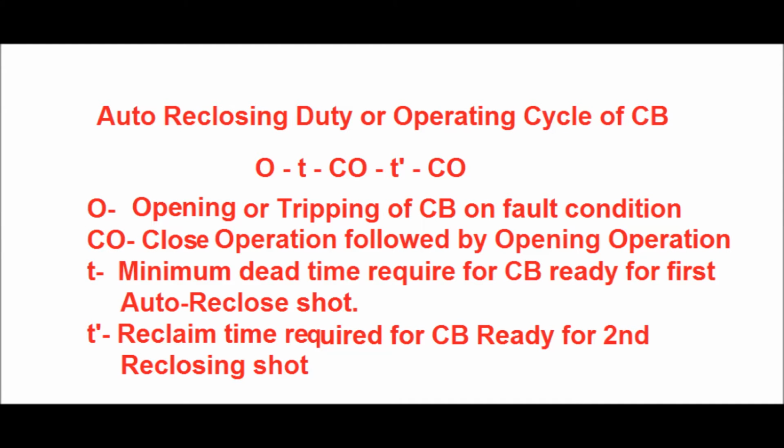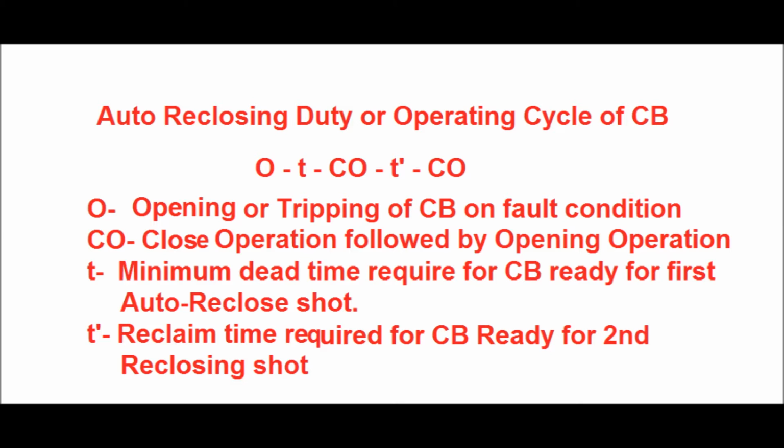The operating cycle of a circuit breaker is also called the auto reclosing duty of the CB. This operating cycle or auto reclosing duty is mentioned for the fault condition of the transmission line, not for normal condition. Normally it is mentioned as O-T-CO-T'-CO. Now T and T' are the times.